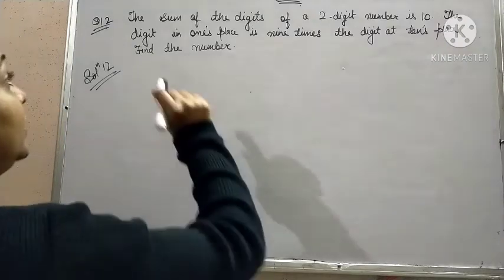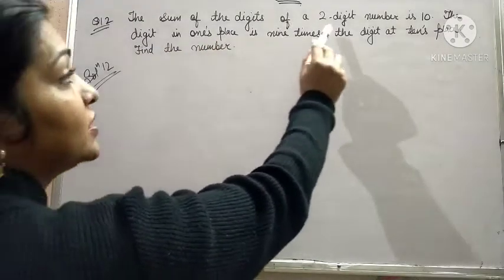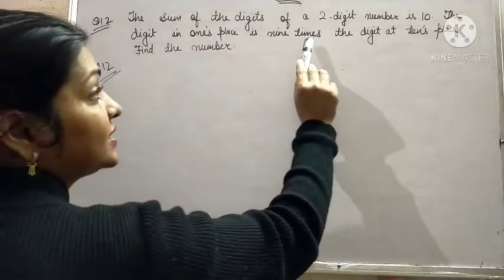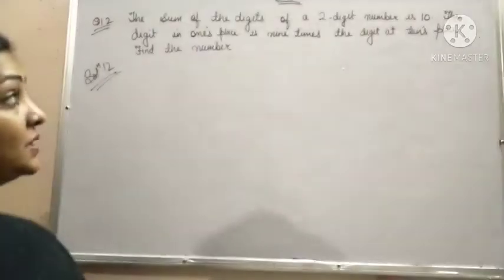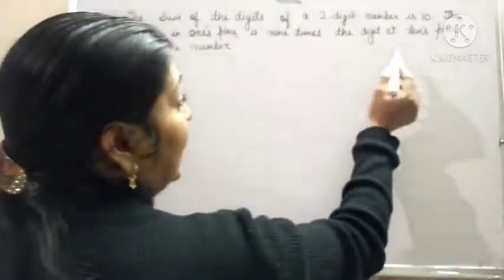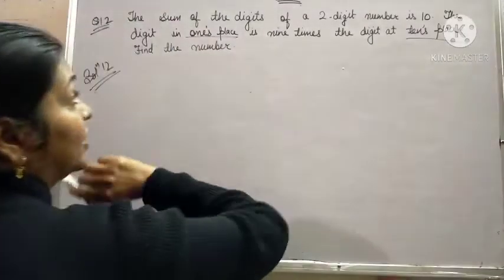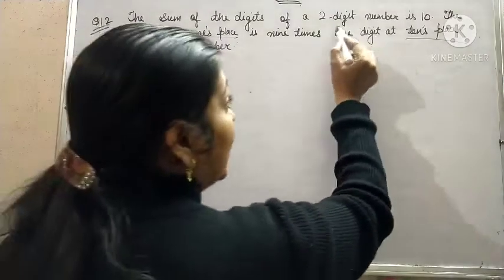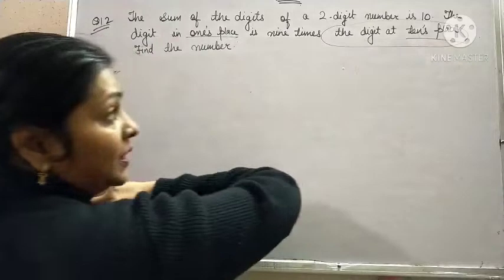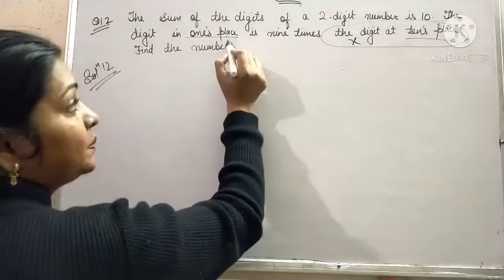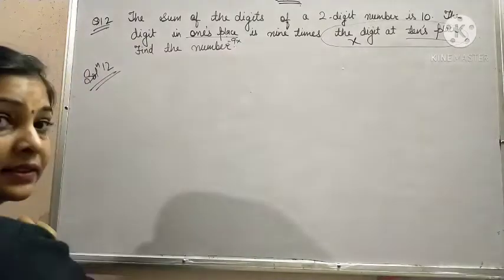Next problem: it is given that the sum of the digits of a two-digit number is 10. The digit in ones place is 9 times the digit at tens place. Again, the relation between ones place and tens place is given. They are saying that the digit in ones place is 9 times the digit at tens place. So let us suppose this tens place as x. So ones place will be equal to 9x.